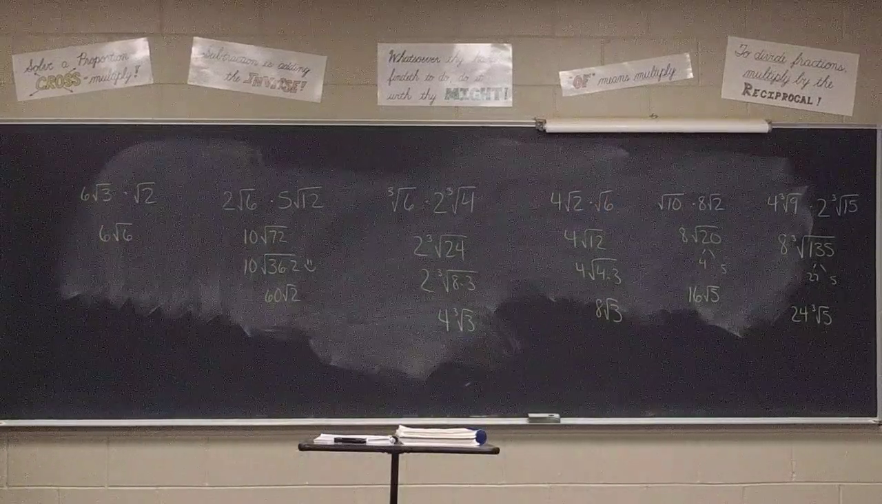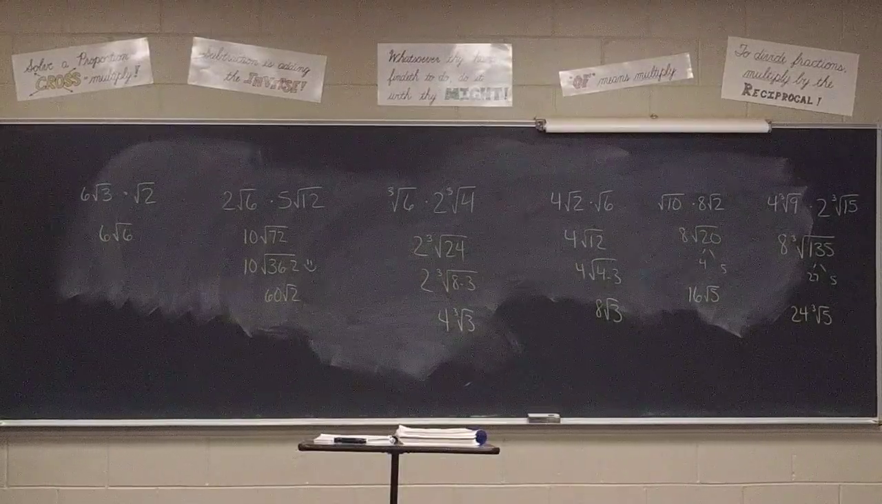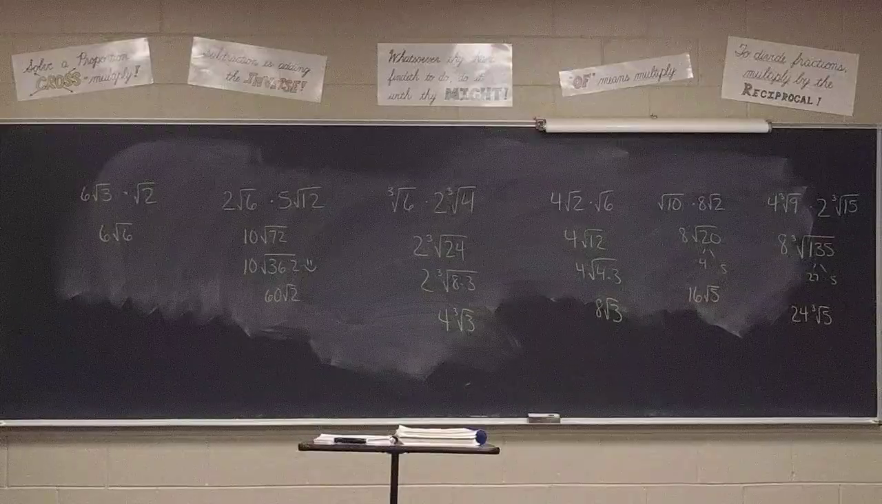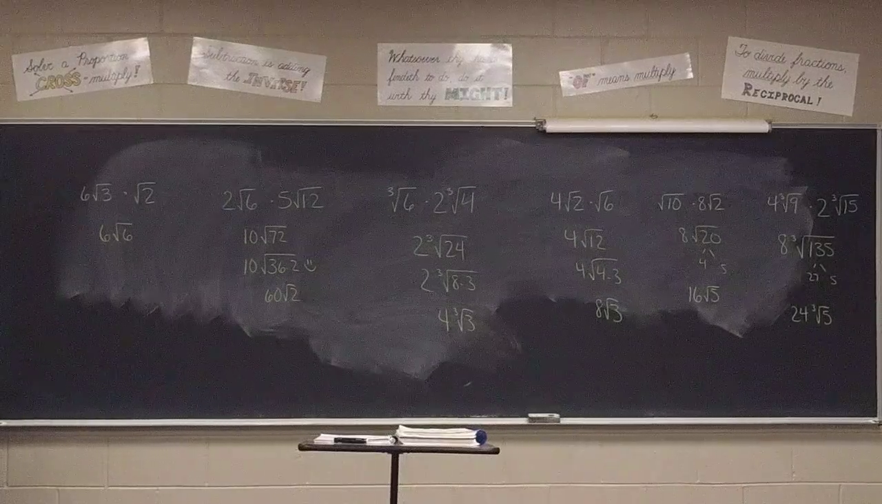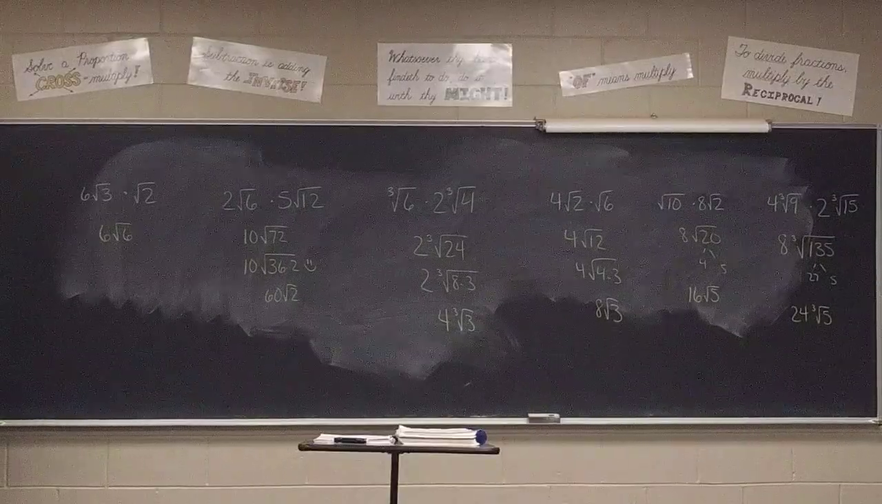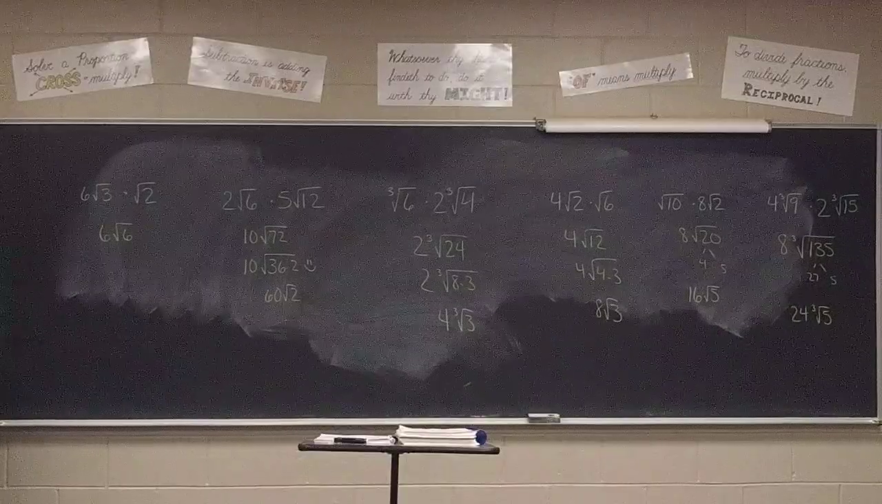For sake of time, check the answers to the ones you got done. You should have gotten 6 times the square root of 6 for the first, 60 times the square root of 2 for the second. Good. 4 times the cube root of 3 for the third, 8 times the square root of 3 for the fourth, 16 times the square root of 5 on that fifth one, and then if you had time to get to the last one, 24 times the cube root of 5.